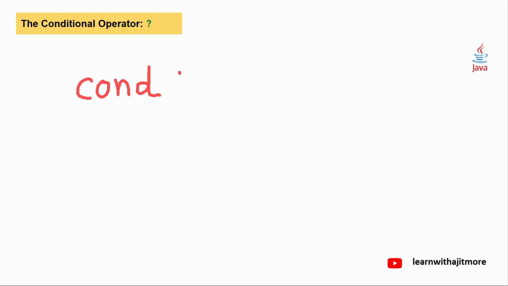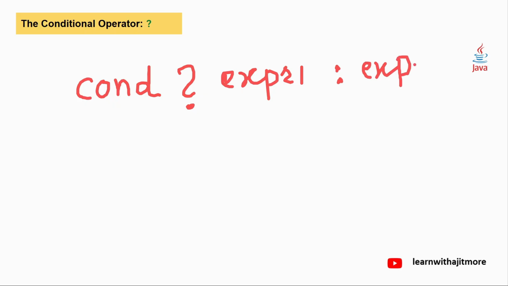So the condition, then you put a question mark, then expression 1, colon, and expression 2. And if you remember, when I took the topic operators, I started with that topic. That time I told you that in Java, before doing any operation, the operands are fully evaluated, except in only two situations where full evaluation is not done.